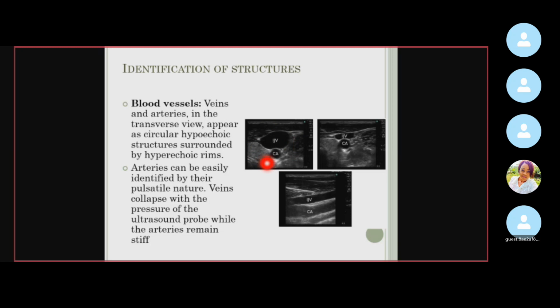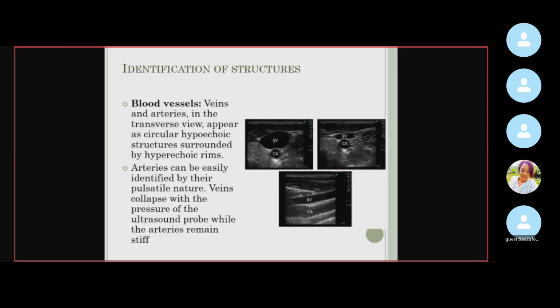So if you place a transducer on your neck and try to see this, you will get this picture. How you will get the circle is when you go in the transverse plane. Then only it will appear as circular hypoechoic structures surrounded by a hyperechoic rim. These arteries can be easily identified by their pulsatility. Arteries will pulsate more, whereas the veins will collapse whenever we apply pressure with the probe on that area. It will change shape.